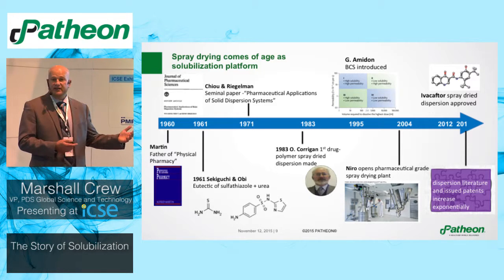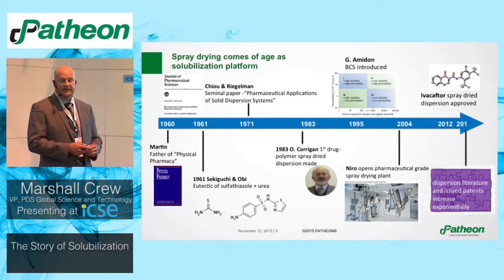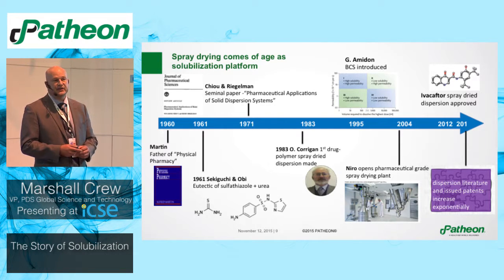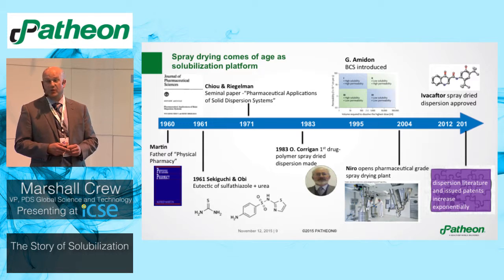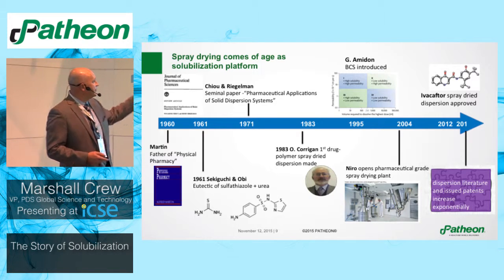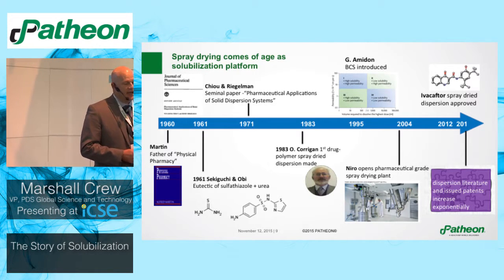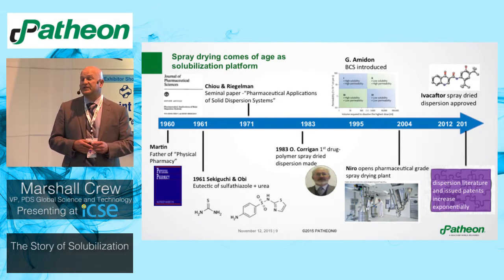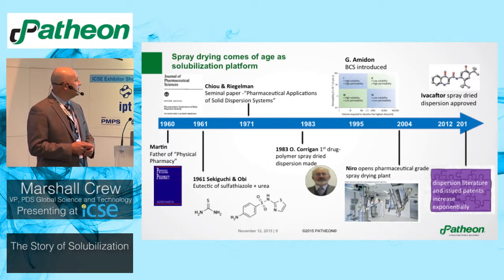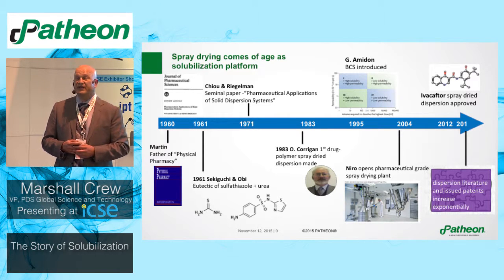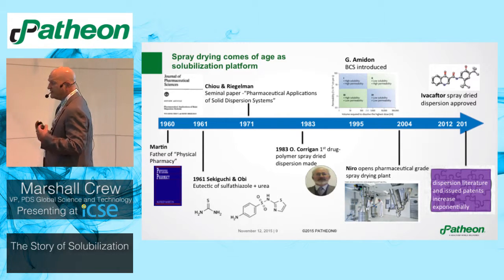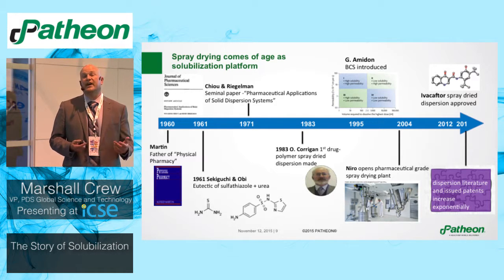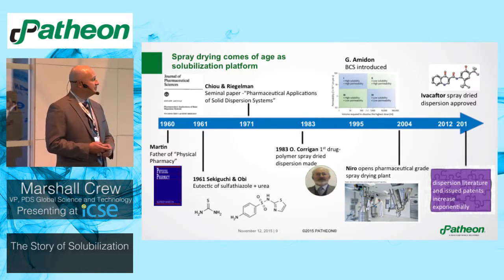They had recognized the utility of physical chemistry in the formulation process, and they started to apply those tools to the limited number of molecules that were poorly soluble. Chu and Riegelman in 1971 then summarized the last 20 years of work in the poorly soluble space in a seminal paper. It wasn't another 10 or 12 years later, though, that a solid dispersion, as we know it today, was manufactured on a spray dryer, and that was done by Corrigan.